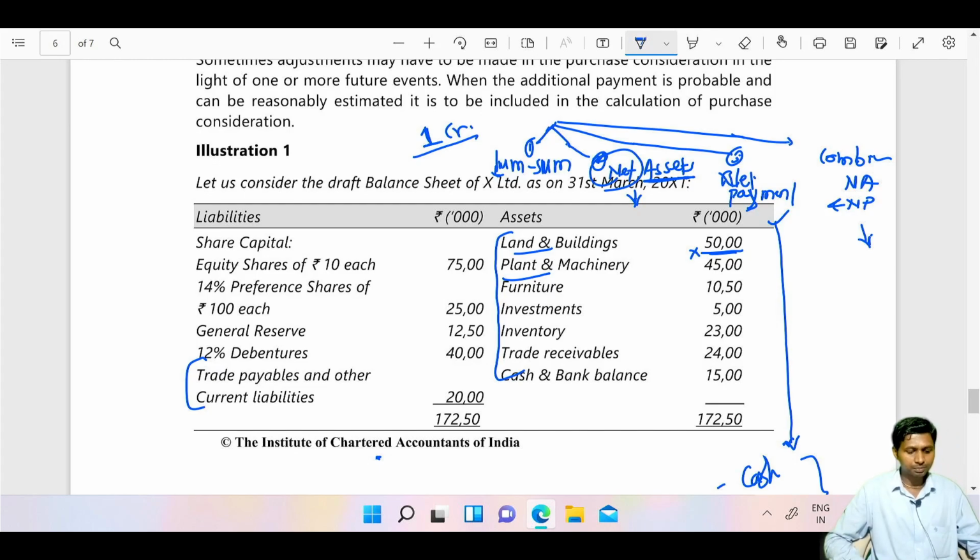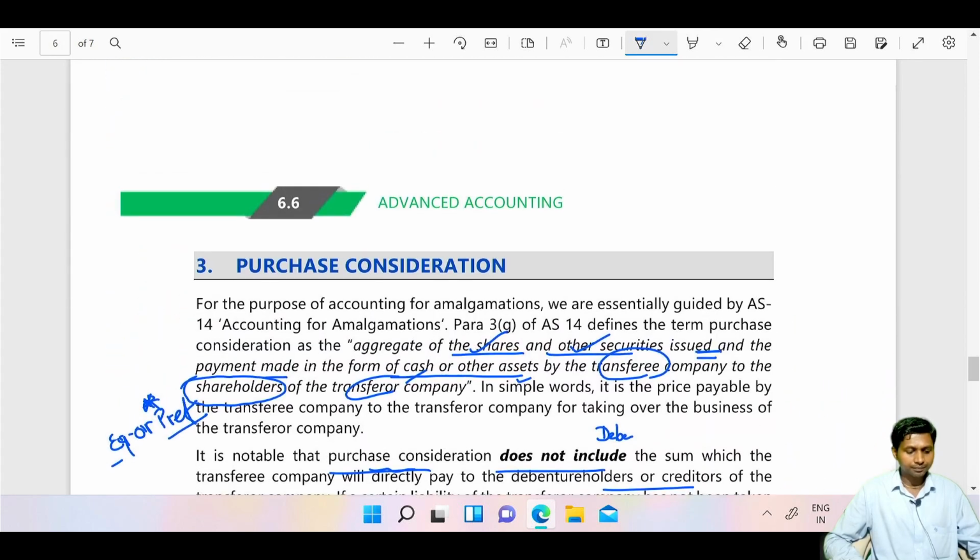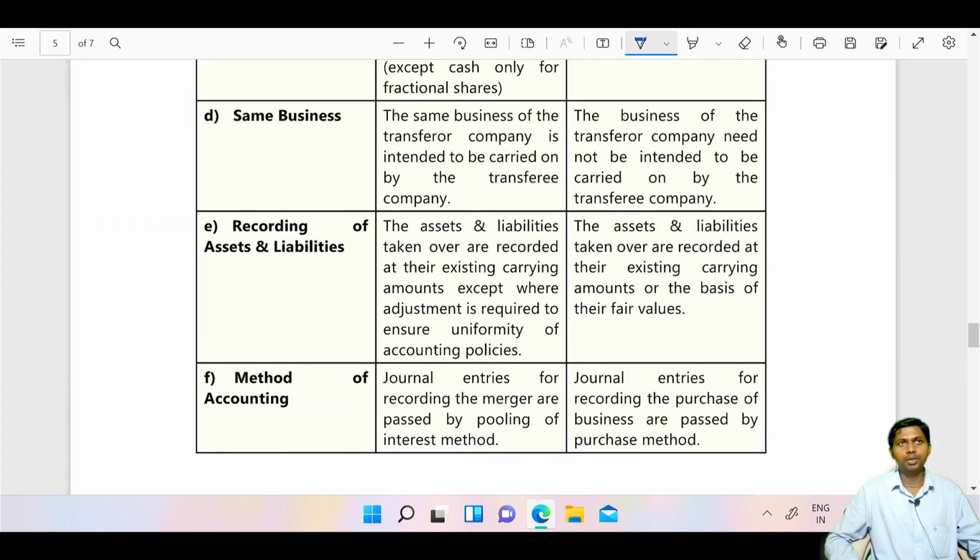After understanding this purchase consideration, the second technical term is transferee and transferor. What is transferee and transferor? Transferor means the person who transfers the company, that means the seller of the company, and transferee is the person who gets the company. Understood?